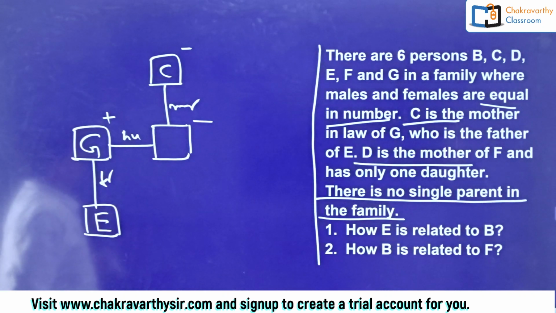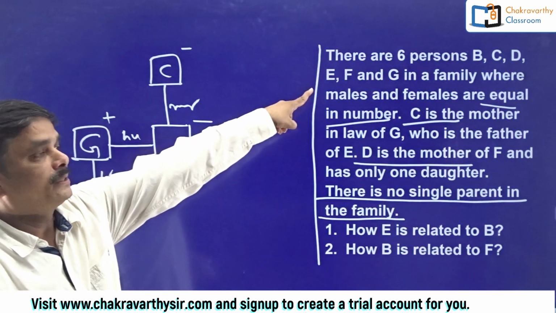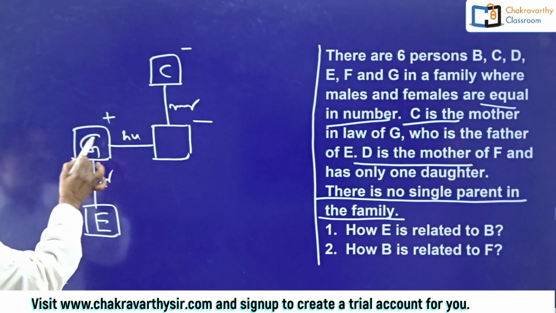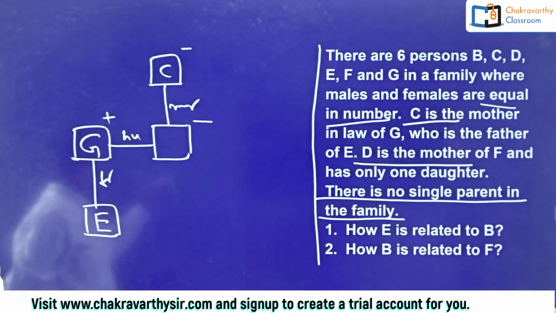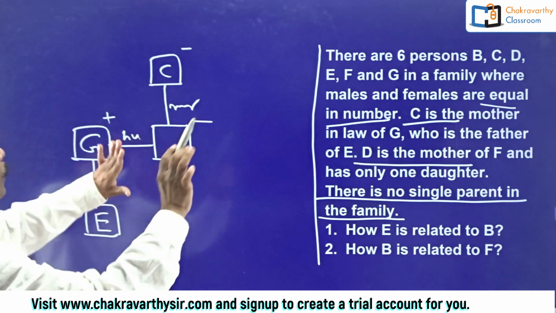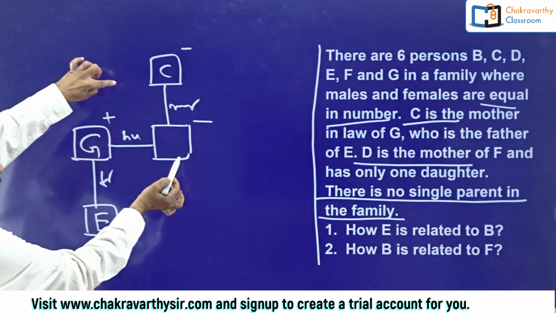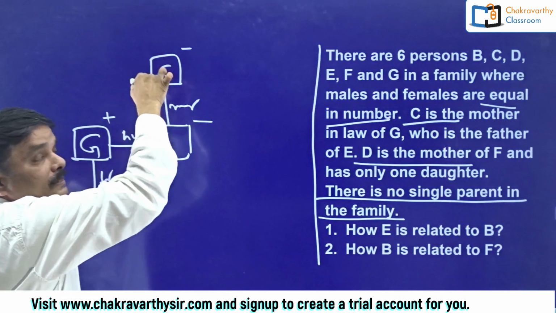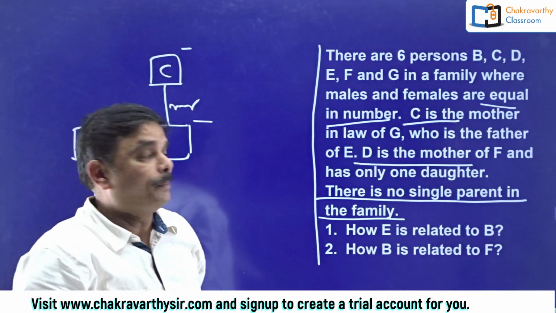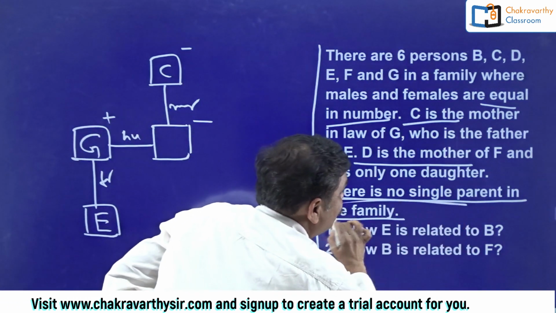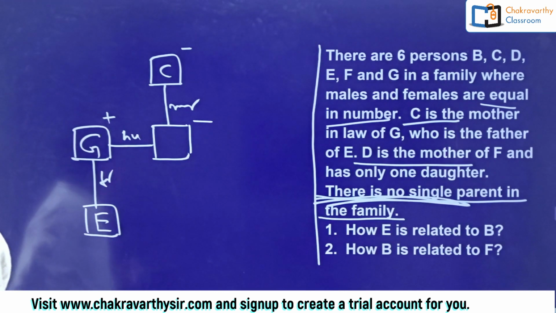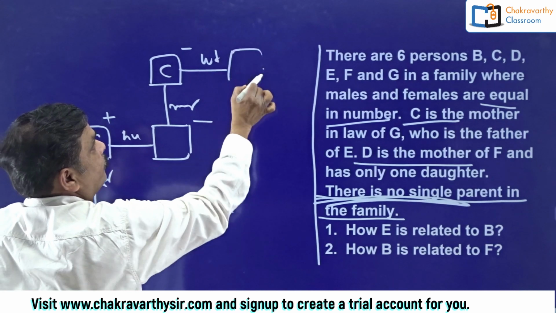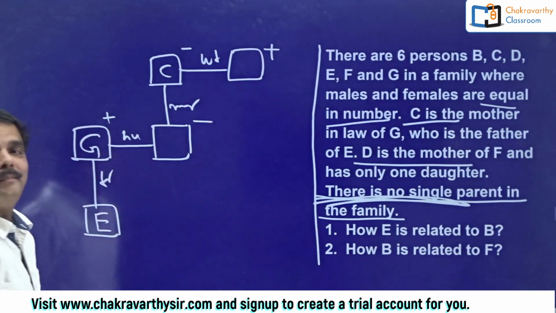But before going further, students, you have to count the numbers. How many are there? 6. How many have come so far? 1, 2, 3, 4. Very, very important information. C is mother of this lady. That means I have to show C's husband also on the chart, because they have given there is no single parent in the family. That means C must be wife of a person, male.